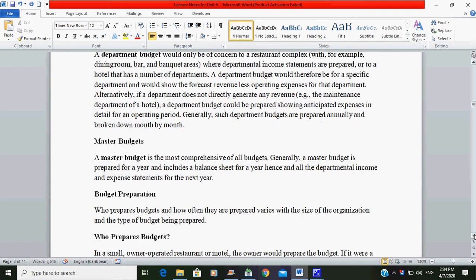Look at the master budget. A master budget is the most comprehensive of all budgets. Generally, a master budget is prepared for a year and includes a balance sheet, and all the departmental income and expense statements for the next year. It's a master budget.